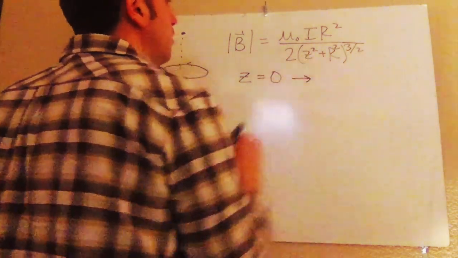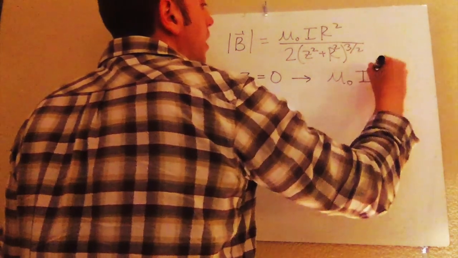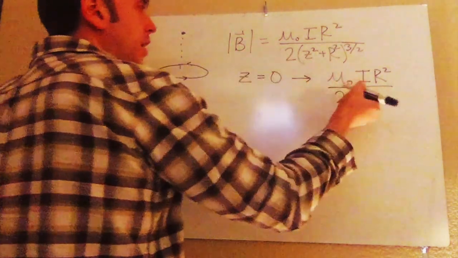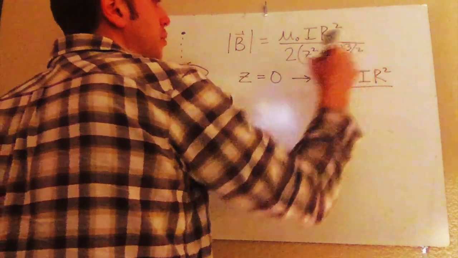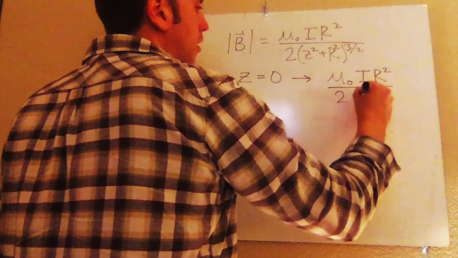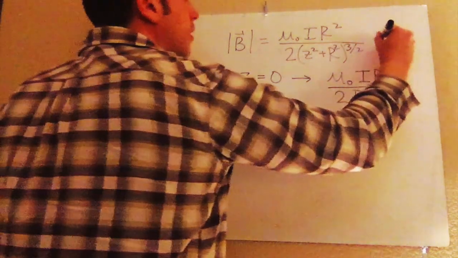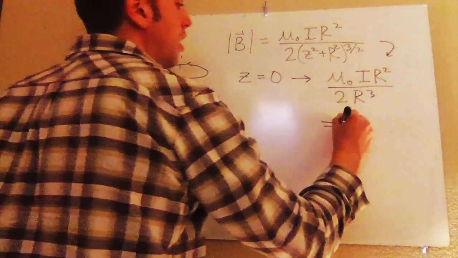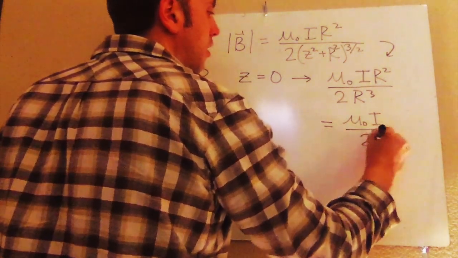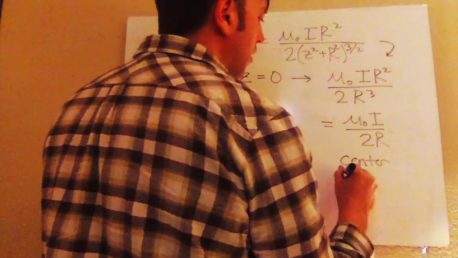So if we set z equal to 0, then we get mu naught times I times r squared divided by 2, and then I just have r squared to the 3/2 power because z is going to 0. So really this is just r to the 3rd power. Okay, now if we simplify, we've got mu naught times I divided by 2 times big R. Now what that's telling you is, what is the magnetic field at the center of a current loop?